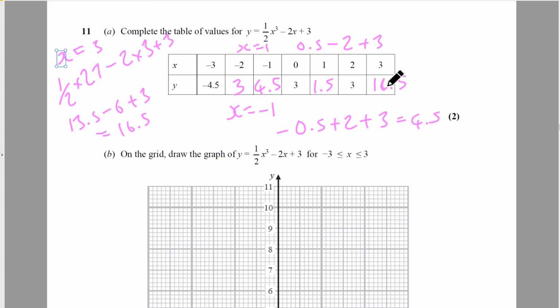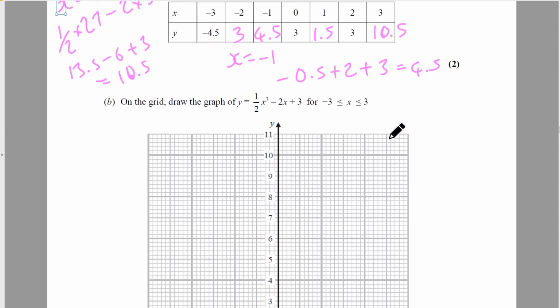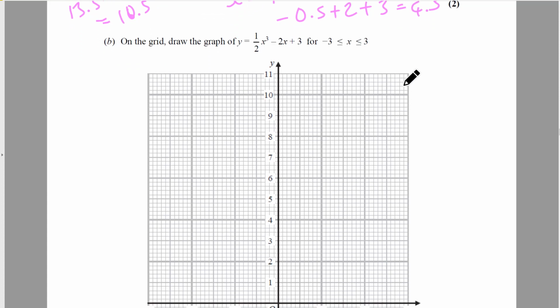No, that's not minus 16.5, that's 10.5. Because I can see 16.5 is not on the graph, so that's a calculation error by me, so we can all make those mistakes. Yeah, minus 6 is 7.5, plus 3 is 10.5. So do be careful, because you should be getting full marks now.